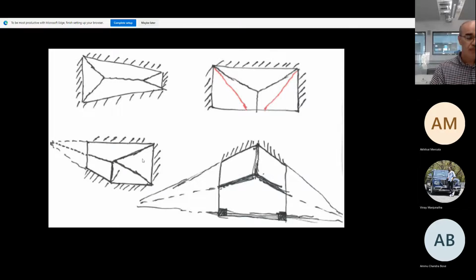And finally, if you extend this side here, and you extend this side here, they will intersect at some point. And then the yield line will go from there towards that virtual point, okay? So you end up with this yield line here. Is that clear? Okay.